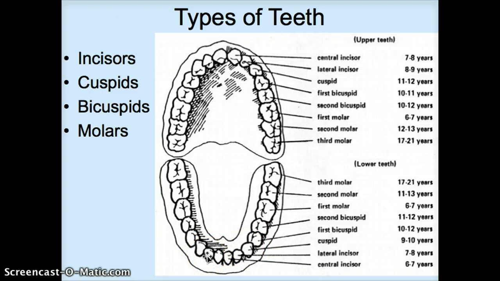The bicuspids, we have a first and second bicuspid. These are designed for cutting. And then we have the molars in the back, first, second, and third molars, and these are designed for grinding and pulverizing. Our third molar is typically known as our wisdom tooth.